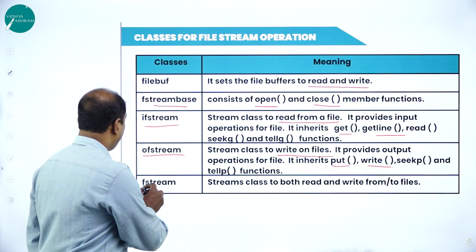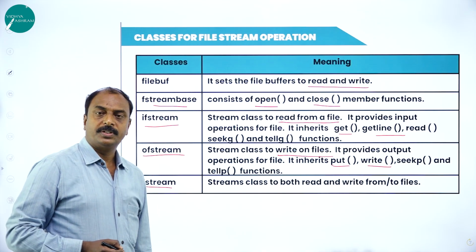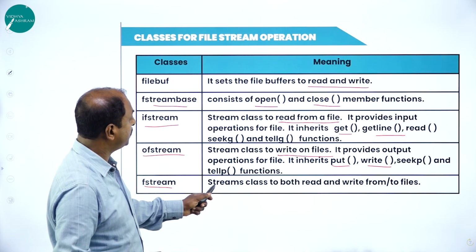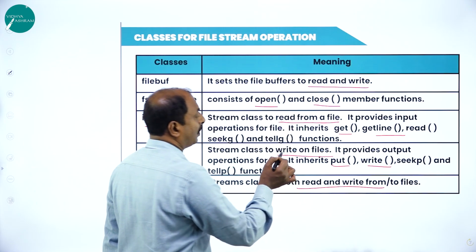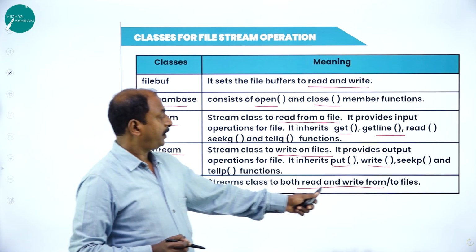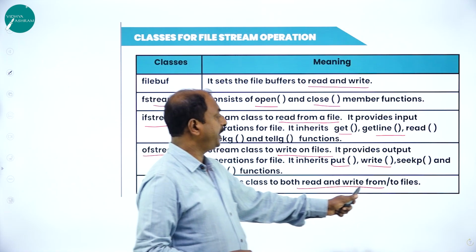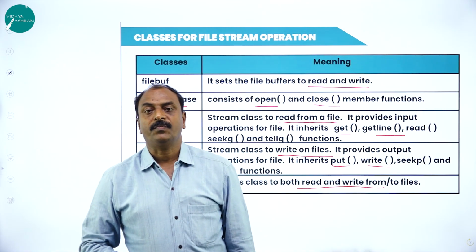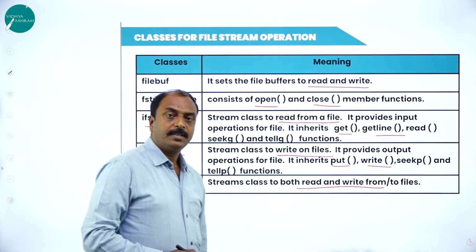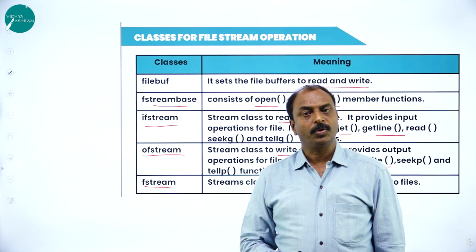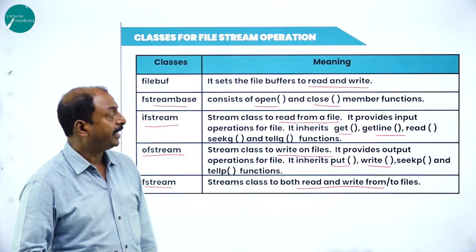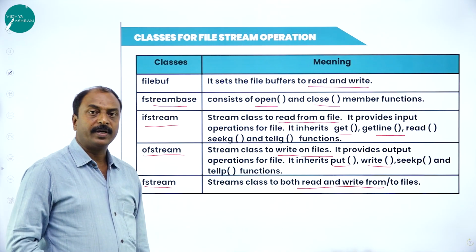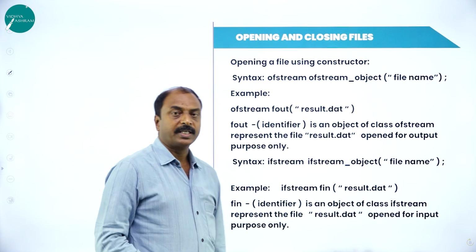Similarly, we have the fstream class. This is the class that opens the stream for both read and write operations. It reads from a file or writes to a file. So fstream is the class that opens a stream for both input and output operations. So these are the different classes in data file handling. Now let us move on to the next slide.